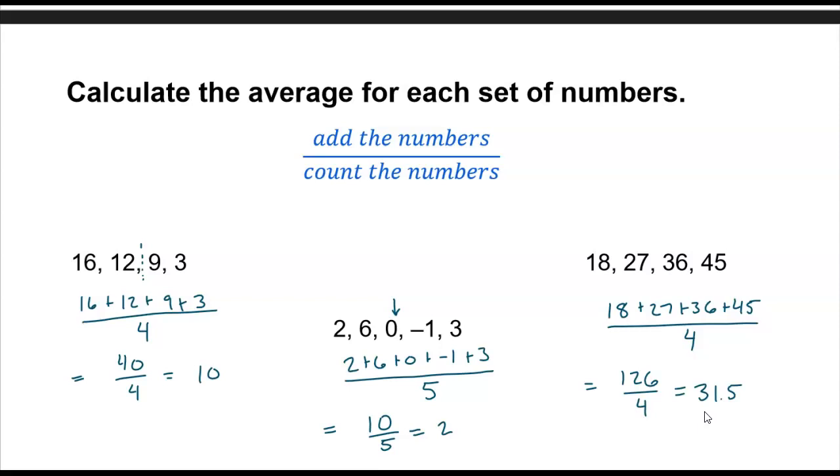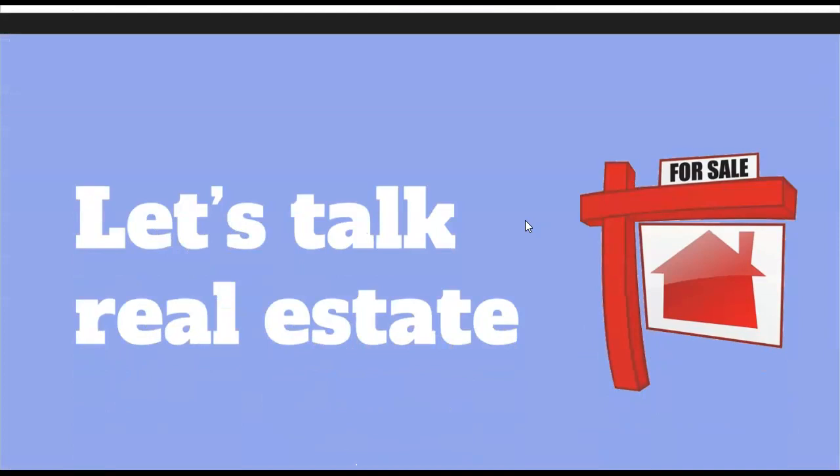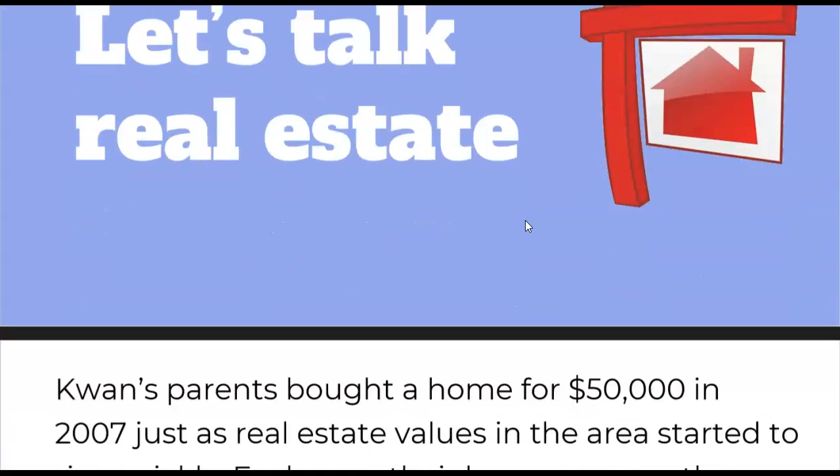So in this lesson today, we're talking about average rate of change, right? So it makes sense that maybe we're going to be talking about rates of change. We've talked about how numbers are changing, but now we're going to be averaging them. We're going to average a whole set of them. So let's look at an example from real estate. Talk about values of houses.